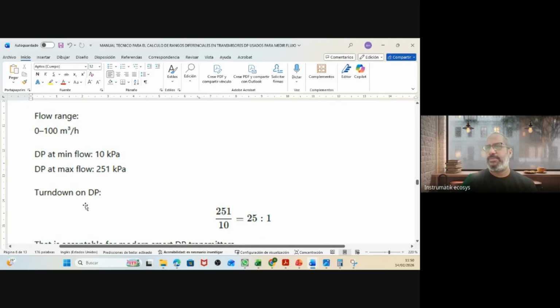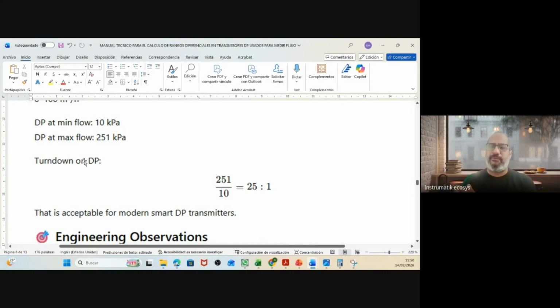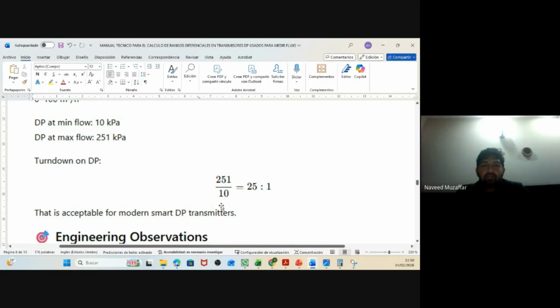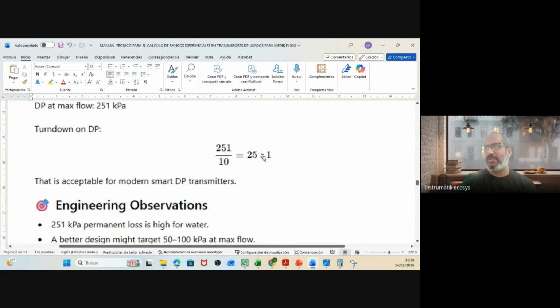Turn down ratio is applicable for orifice plates, restriction orifice, pressure safety valve, and for control valve. It's a very important parameter because it helps you to select the right valve, the right Cv for the valve, and the right differential pressure transmitter in this case. So you need to have a transmitter that can manage this range, this turn down ratio, for the measurement to be accurate.